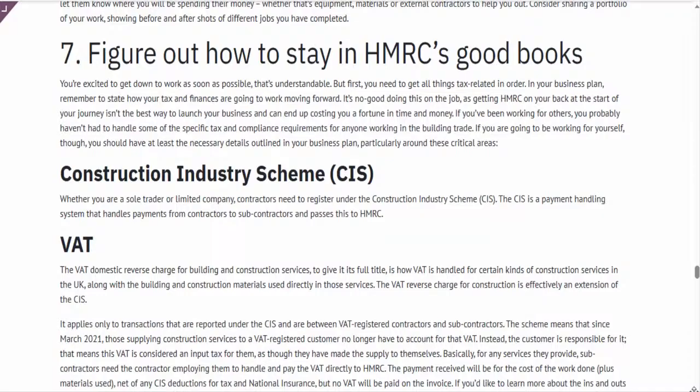If you've been working for others, you probably haven't had to handle some of the specific tax and compliance requirements for anyone working in the building trade. If you are going to be working for yourself, though, you should have at least the necessary details outlined in your business plan, particularly around these critical areas.